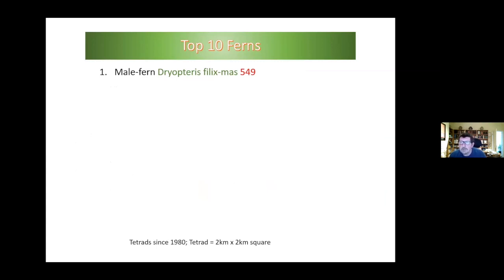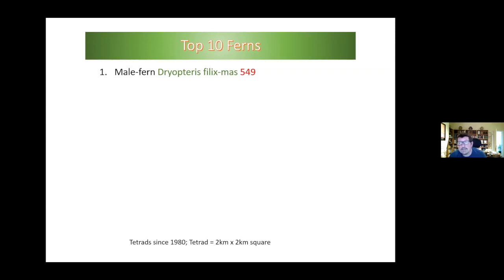Now, for those of you who are not familiar with the terminology, a tetrad is a 2 by 2 kilometre square, 4 square kilometres. It's a standard unit of biological recording, botanical recording. So we go out and we look in our 2 by 2 kilometre square, and we see if we can find it or not. So this means that we've found this fern in 549 squares since 1980. So this is total records for 40 years.